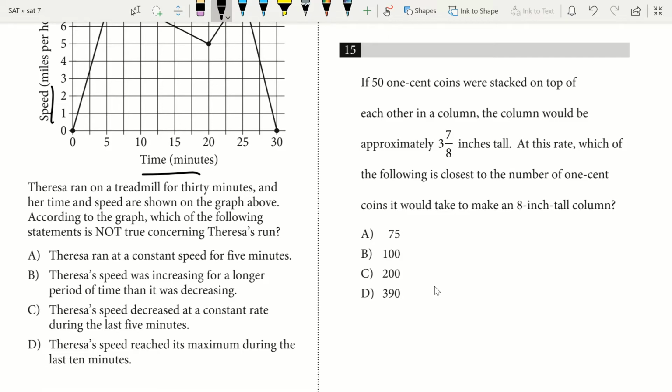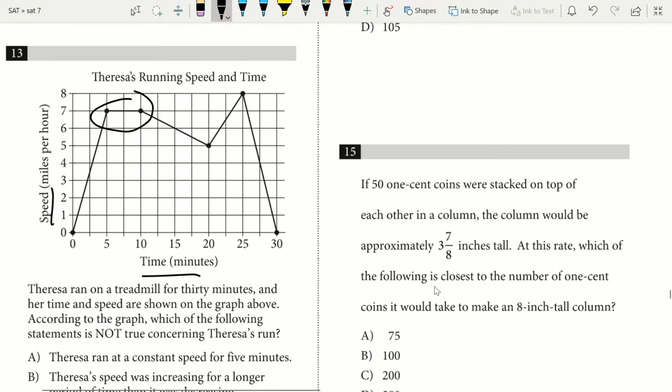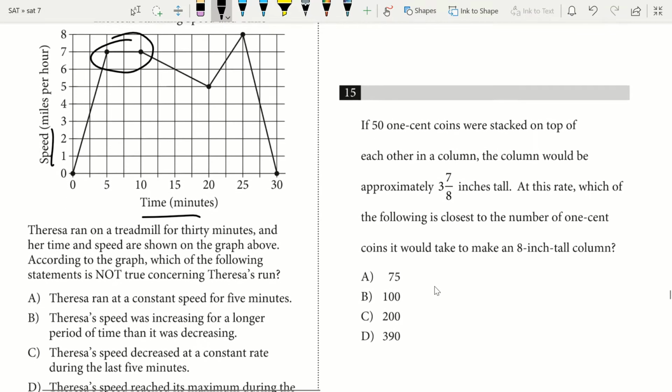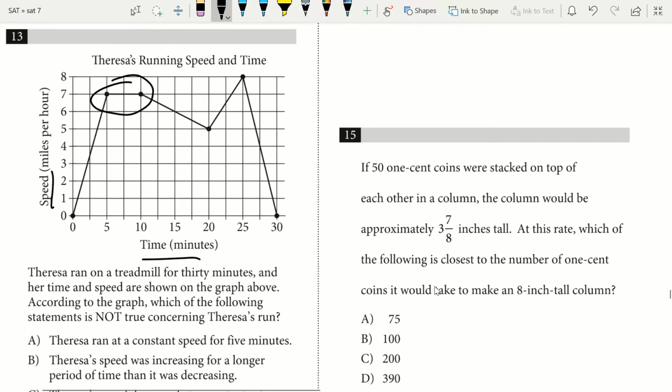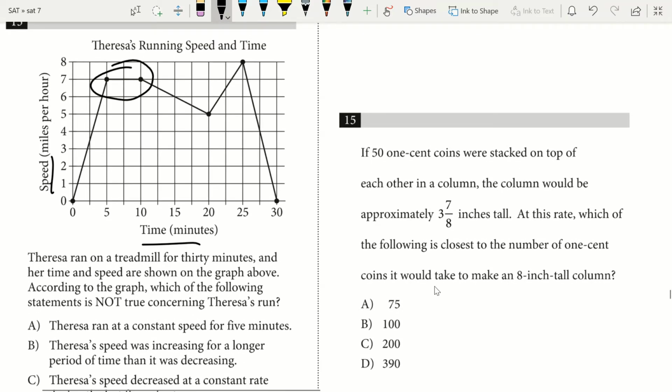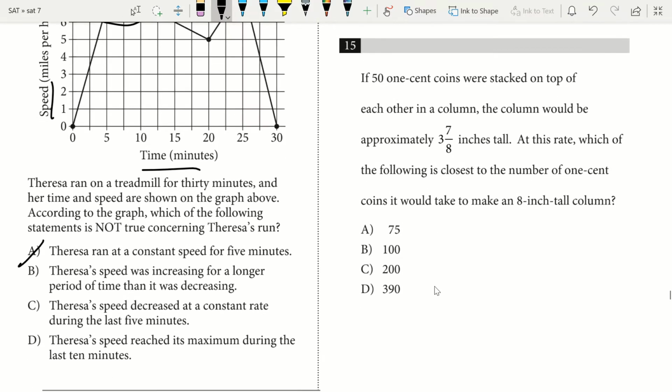She ran at a constant speed for 5 minutes. Well, we see that she did that right here from 5 to 10 minutes. Her speed was constant. There was no increase or decrease. Or I'm sorry, the slope was flat, right? The slope was 0, which means that she ran at the speed of 7 for that whole 5 minutes. It was constant. So we know that that's true, so we can get rid of that.